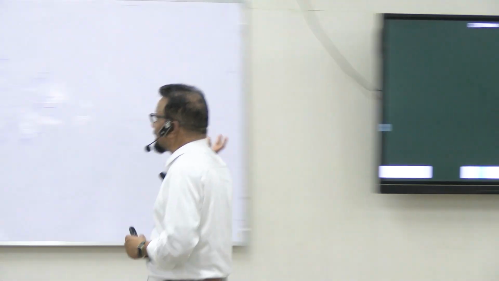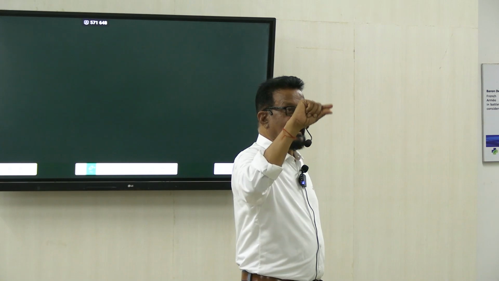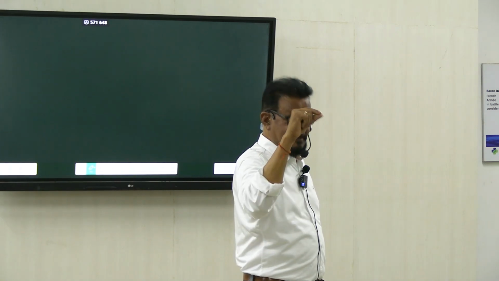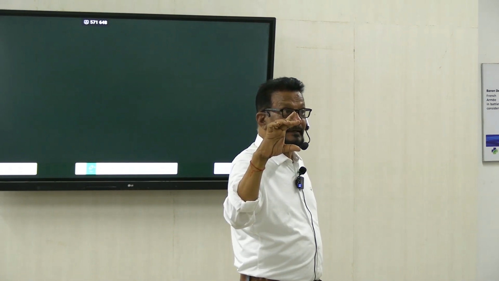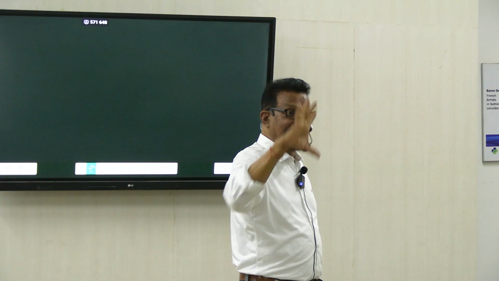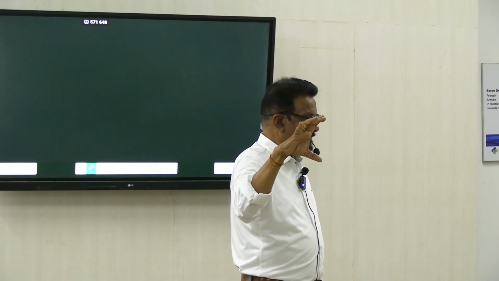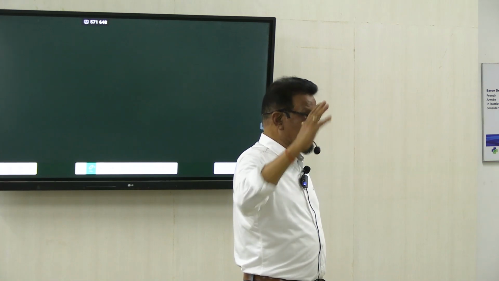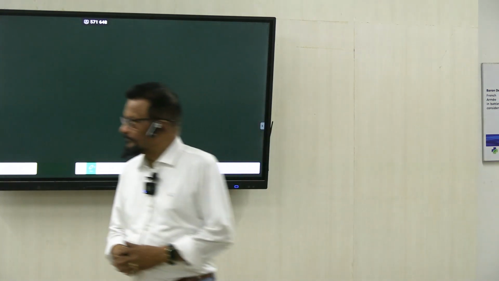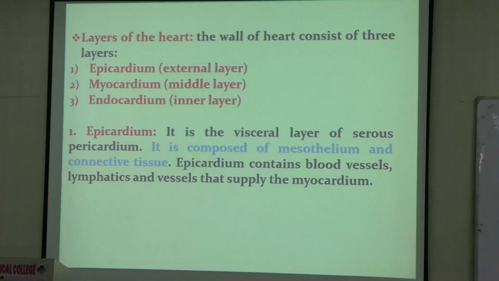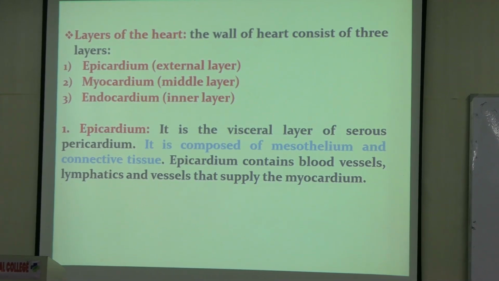So, again I am repeating, epicardium and inner endocardium. Very good. And this outer epicardium is made up of serous tissue. Okay. And myocardium is made up of cardiac muscles. These are thick. Most of the heart weight belongs to this layer, and the inner surface is lined by endocardium. Fine. Same thing. Layers of the heart, 3 layers. Epicardium, myocardium middle layer, endocardium inner layer.